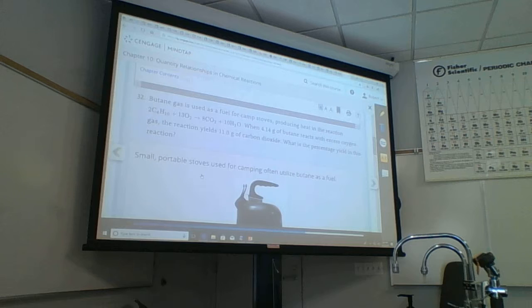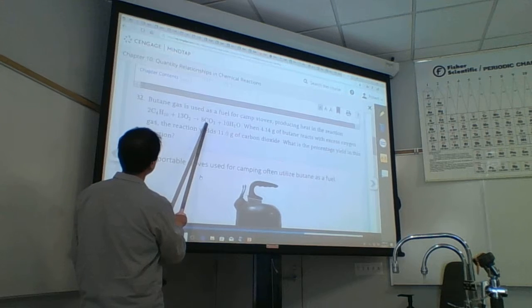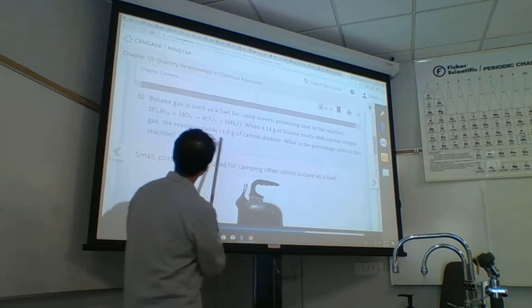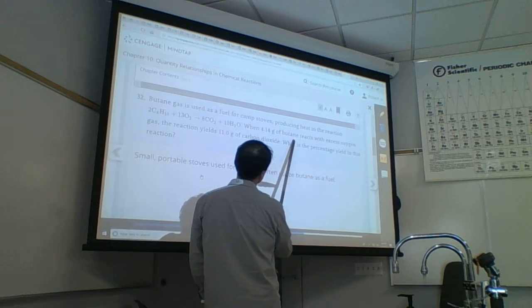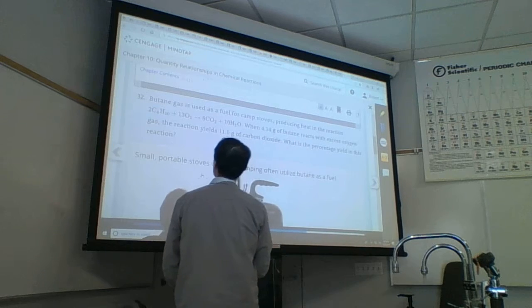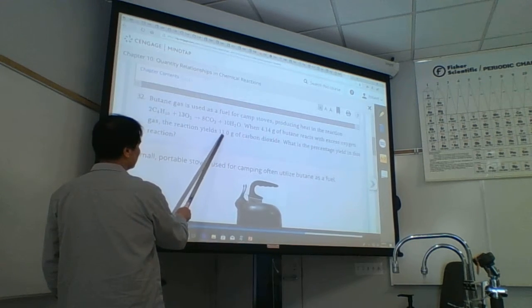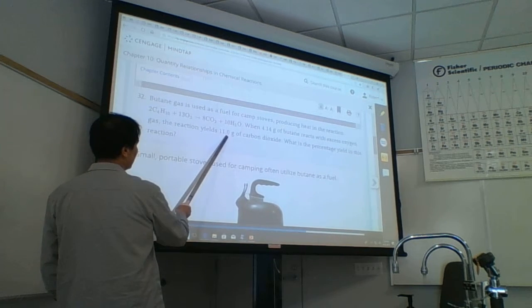So number 32 is a standard stoichiometry problem. Grams of CO2 to moles of CO2, moles of CO2 to moles of butane. Oh, wait a minute, this is not it. Butane gas producing heat. When 4.14 grams of butane reacts with excess oxygen, the reaction yields 11 grams. So is this my theoretical yield or my actual yield? This is my actual yield.